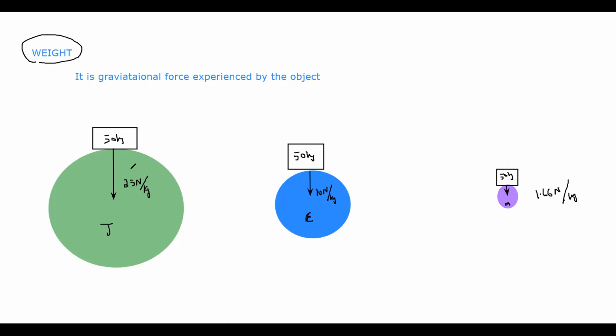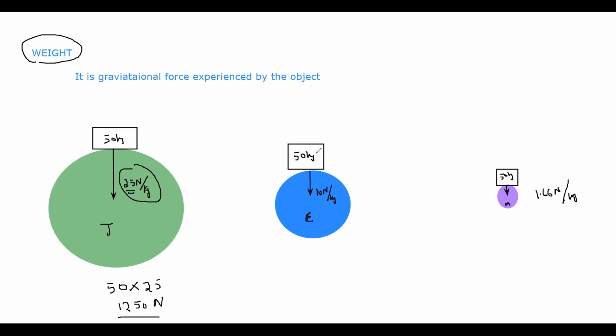Look, for each kilogram, it experiences a force of 25. So 50 kilogram, how much force will it experience? It will be 50 multiplied by 25. So what's the answer? 1,250. What will be the unit? Because it's a force, the unit is Newton. So this object will experience a force of 1,250 Newton.